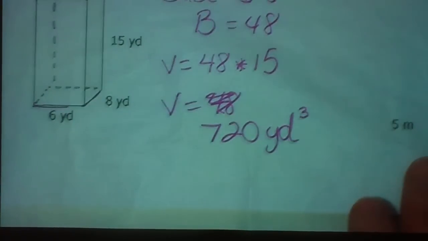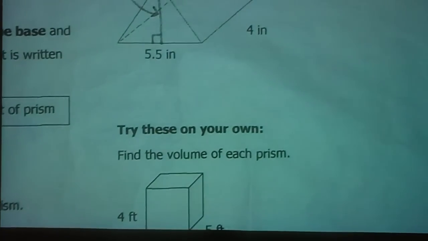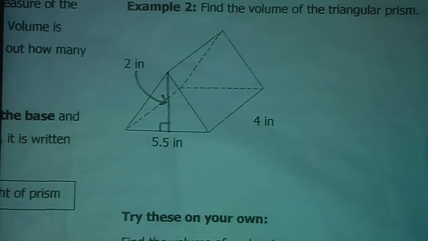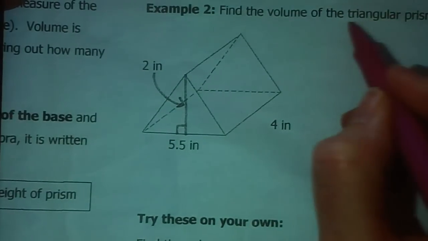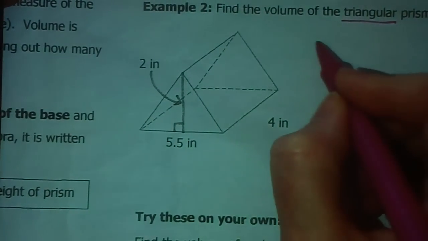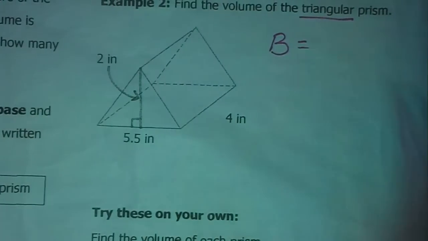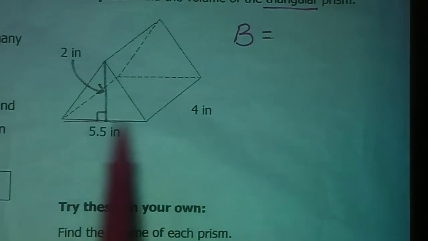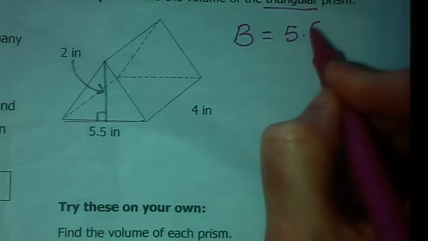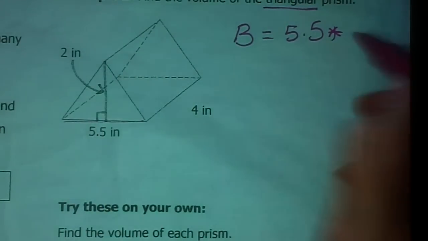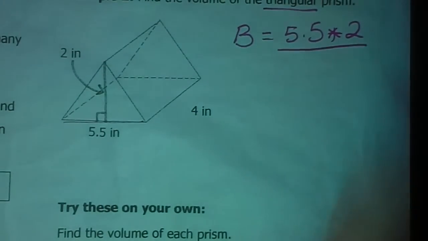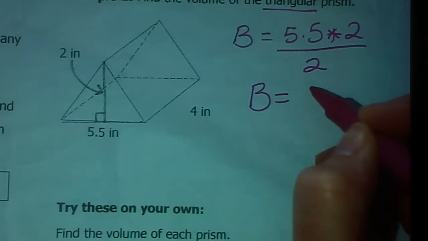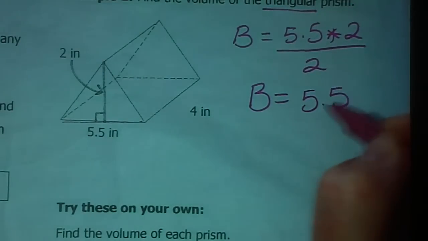All right, look at example 2. Here we have a triangular prism. Now you might remember in class from looking at the nets of a triangular prism, the base of a triangular prism is a triangle. So to find the area of the base, we're going to take the base and height of the triangle. Notice that the base of the triangle is 5.5 and the height of the triangle is 2. The formula says multiply those and then divide by 2. So that means the area of the base is 5.5.